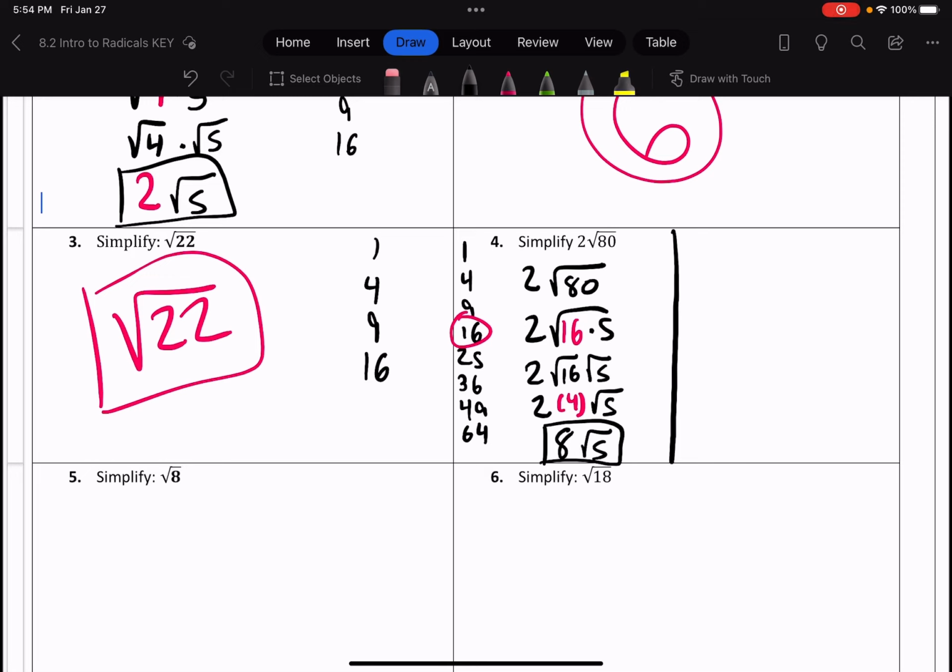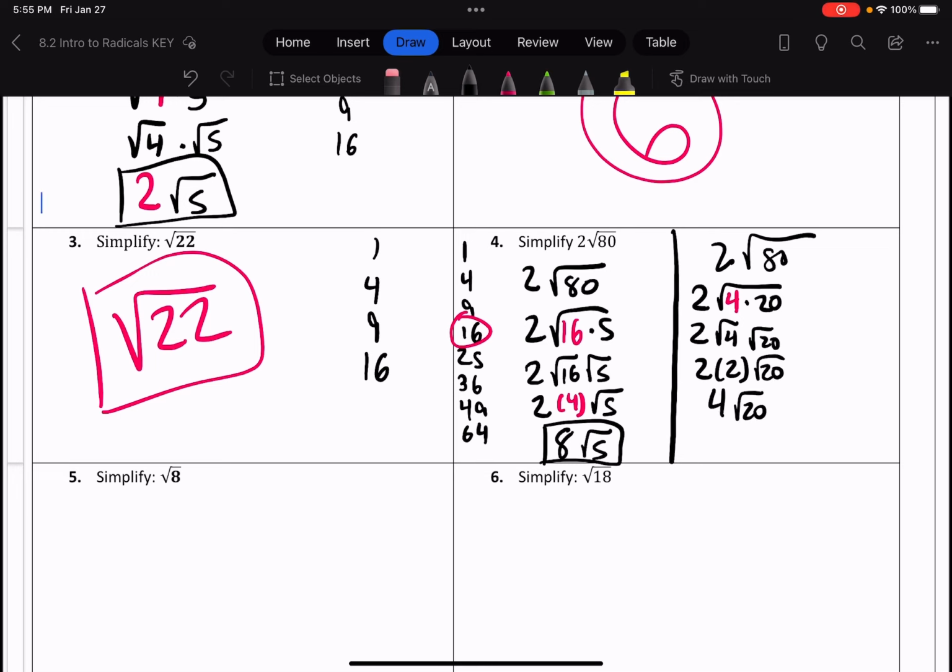So if I'm looking at 2 times the square root of 80, I know that 4 is a factor of 80 because 4 goes into 80 20 times. Well, I know 4 goes into 8 2 times. Add a 0 to it. That's 4 times 20. So we can break it to that, which is fine. I've got 2 times the square root of 4 times 20. That'll give us 2 times the square root of 4 times the square root of 20, which is 2 times 2 times the square root of 20, which is 4 square root of 20.